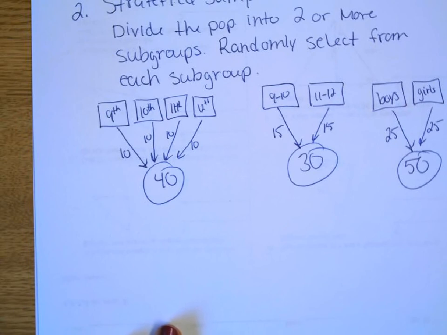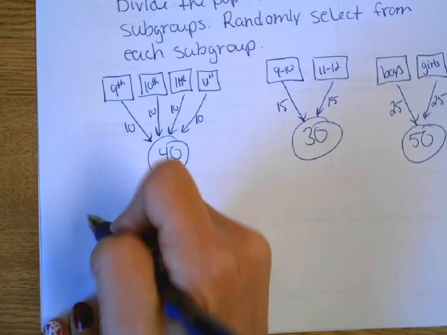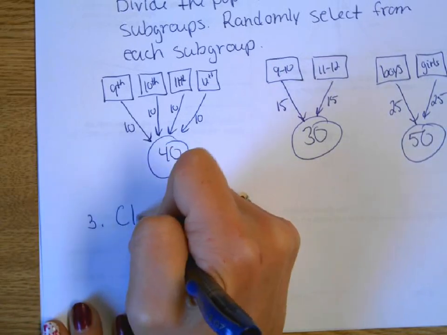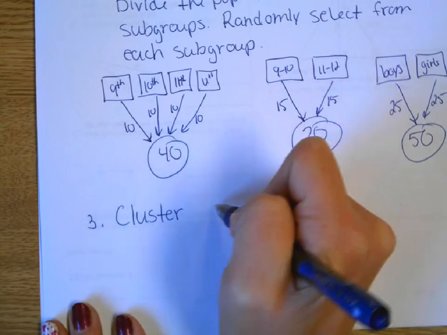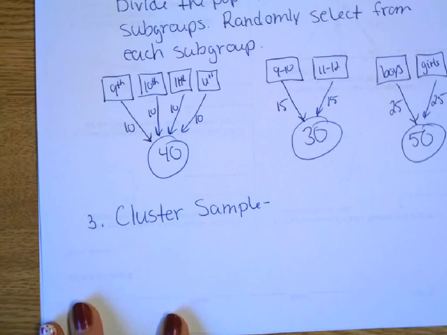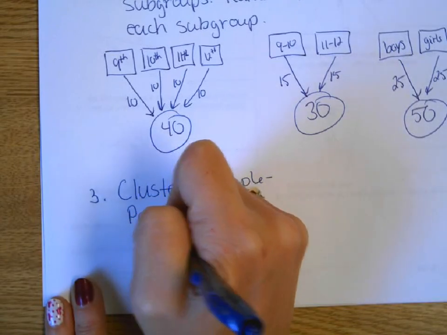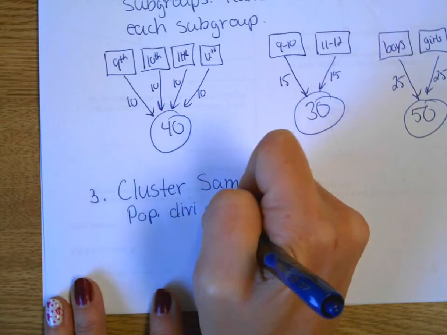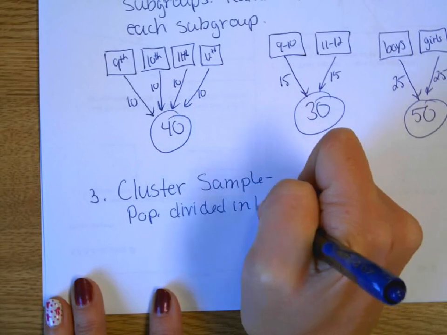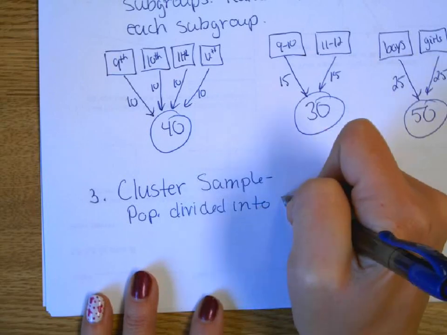Okay, stratified gets confused with cluster sample. Are you ready for cluster sample? Number 3. Cluster. So you have your population divided into subgroups. It's usually more than 2 subgroups, into several.